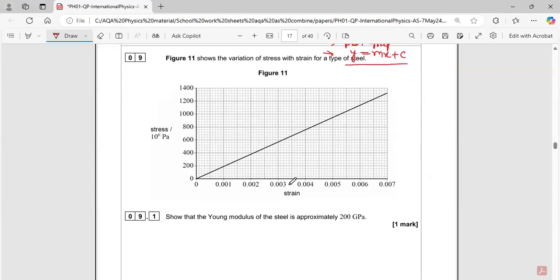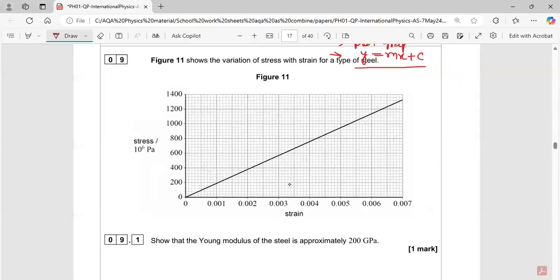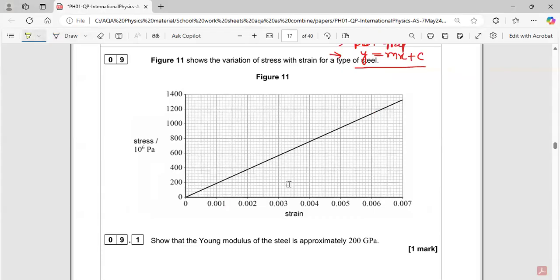Now let's jump into the question straight away. Reading the question is very important. Figure 11 shows the variation of stress with strain for a type of steel. That tells you that you're going to study something about steel, and it's a stress-strain graph. Whenever a graph is there, the first step is always reading the scale values very carefully and highlighting any prefix or power of 10, which here is 10 to the power 6. You have to be careful with that, because whenever you use a y-axis value, this 10 to the power 6 will be part of that value.